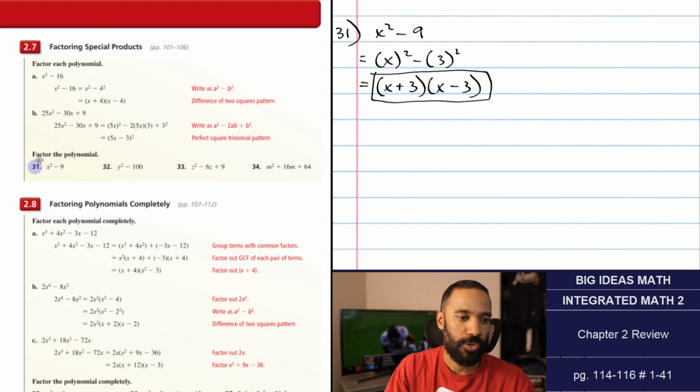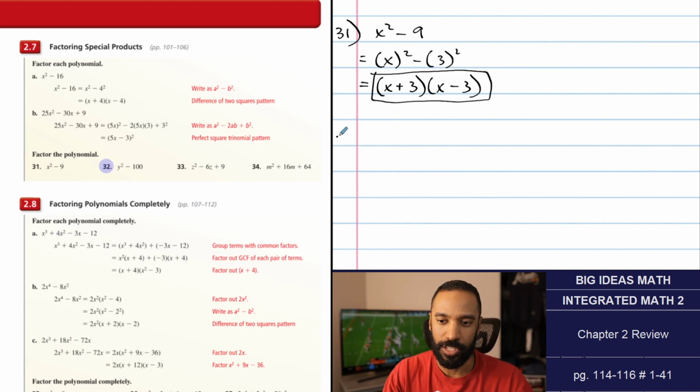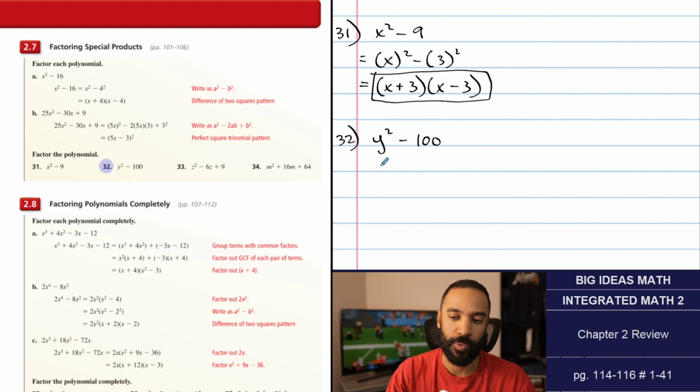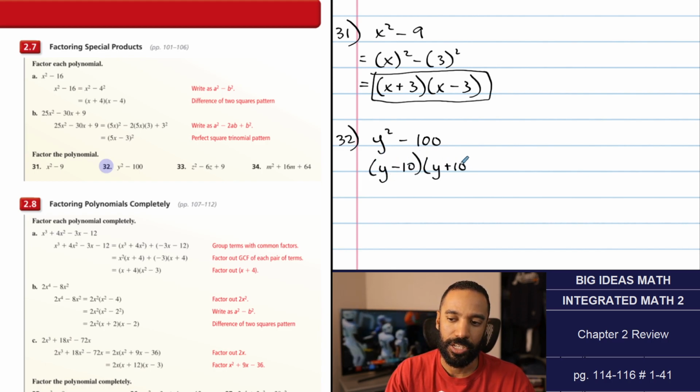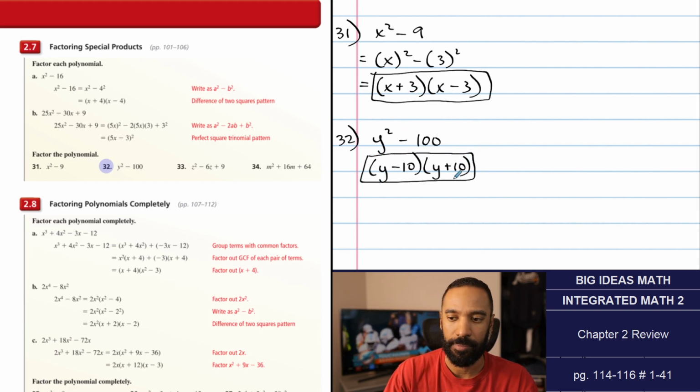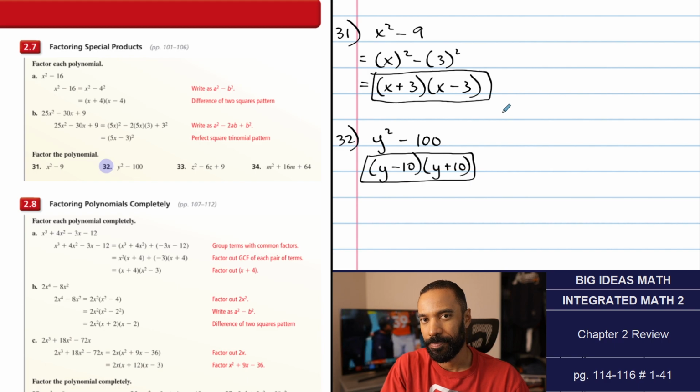That's number 31. Let's go to number 32. Once again, the same thing. I'm recognizing a difference of two squares. Literally, it is a subtraction of two terms, and those two terms are both perfect squares. Y squared is squaring y. 100 is squaring 10. This will become y minus 10 times y plus 10. And it doesn't matter which one you put first for the minus and the plus. That's why I intentionally swapped them to show you that either or is fine.